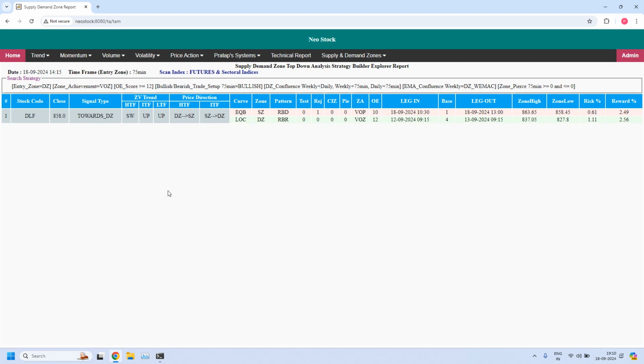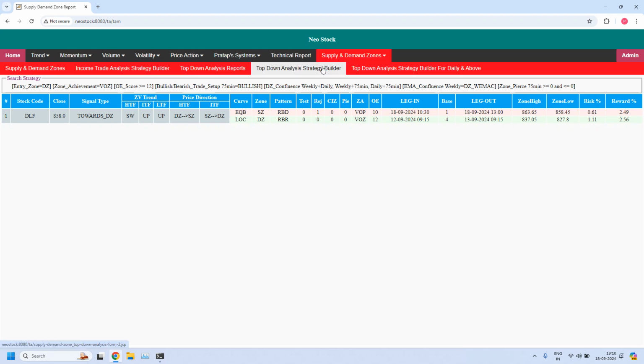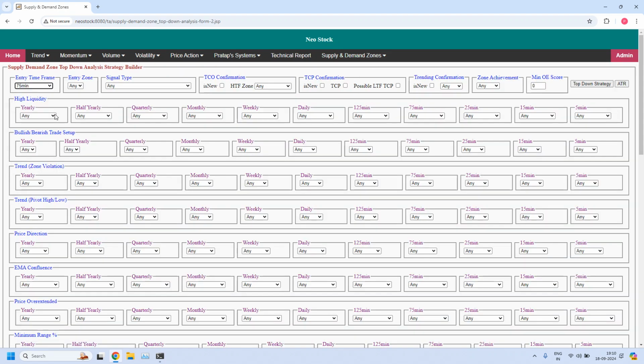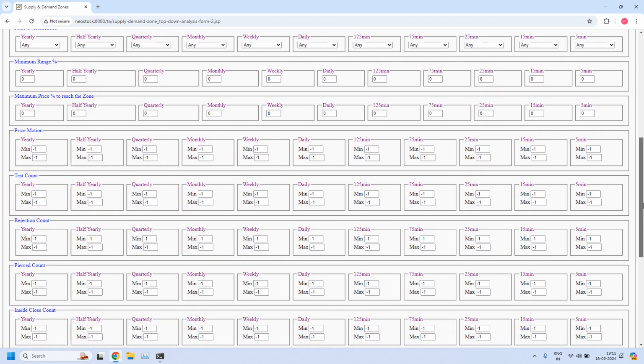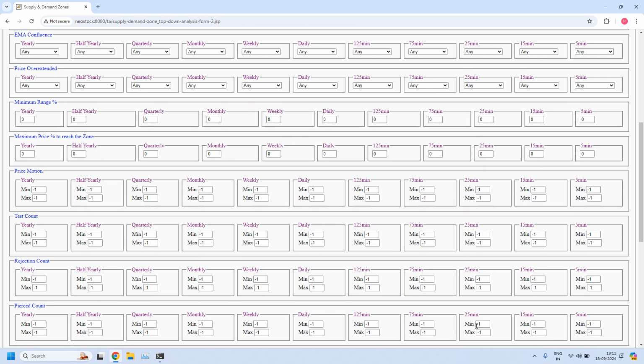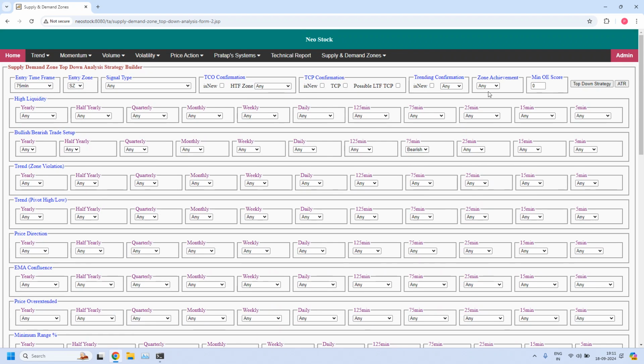Okay, the next one is bearish trade setup for weekly income trade. Entry time frame is 75, entry zone is supply zone. In bullish or bearish trade setup at 75 minutes, I am selecting bearish, and 75 minute supply zone should not be pierced. So in the pierced column, 75 minutes time frame, I am setting minimum value 0, maximum value 0. Zone achievement is violated opposing zone. Minimum odd enhancer score should be 12.